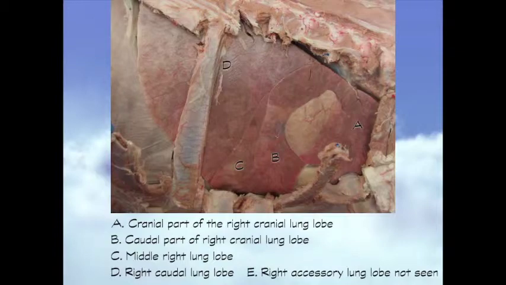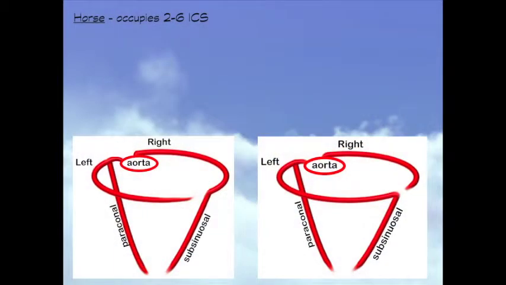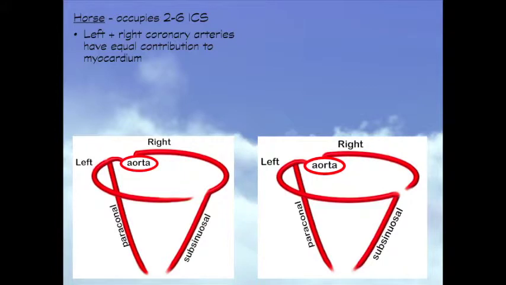We see that the horse heart occupies the 2nd through 6th intercostal space. If we look at the coronary vessels of our heart, the left and the right coronary arteries have equal contribution to the myocardium. So the left gives off the paraconal branch before continuing around caudally as the circumflex branch, and the right comes all the way around the cranial side and then goes down into the subsinuosal interventricular groove as the subsinuosal branch. Okay.